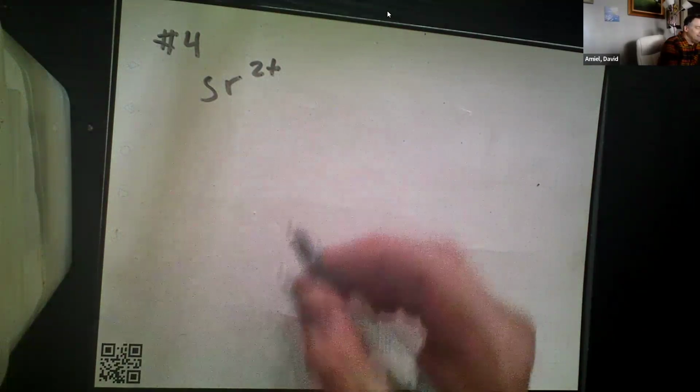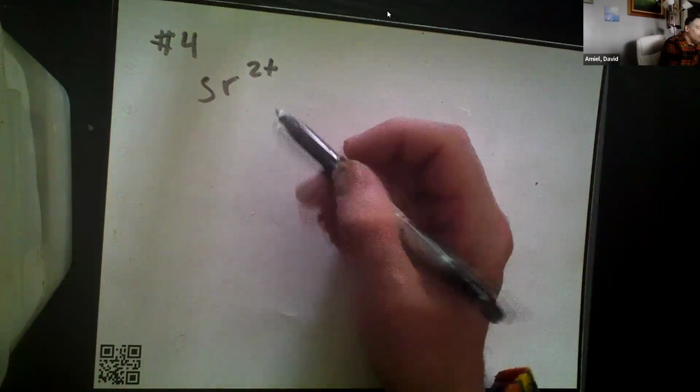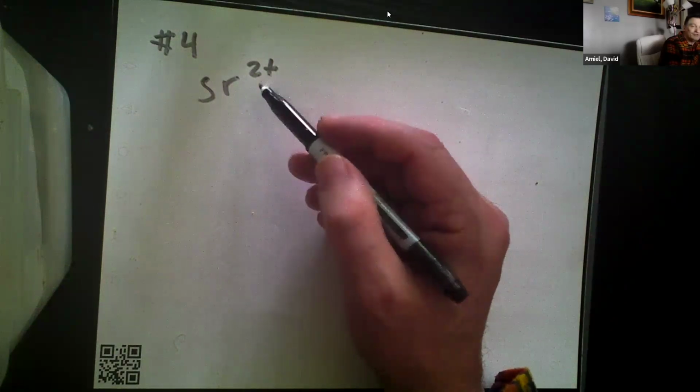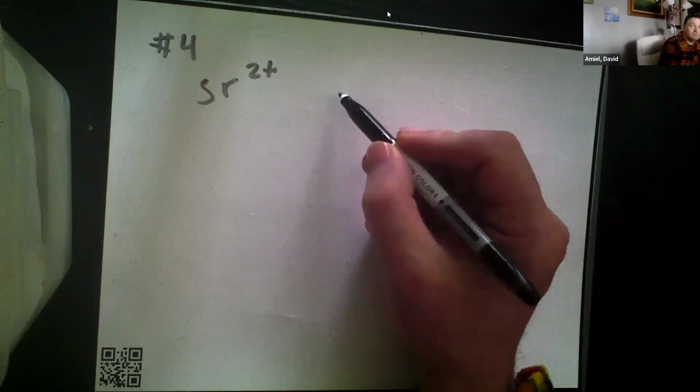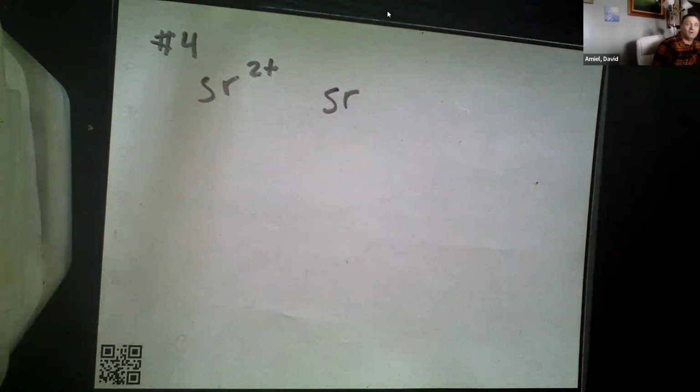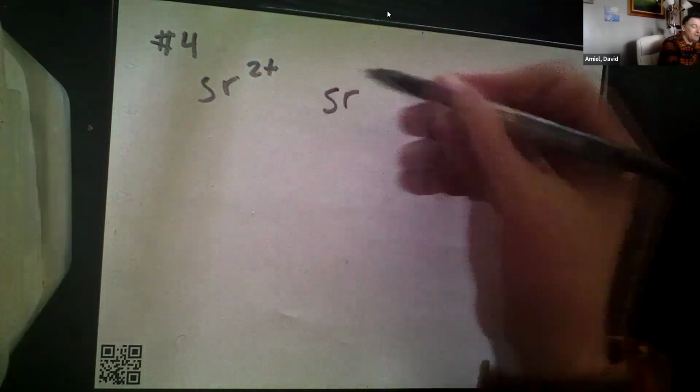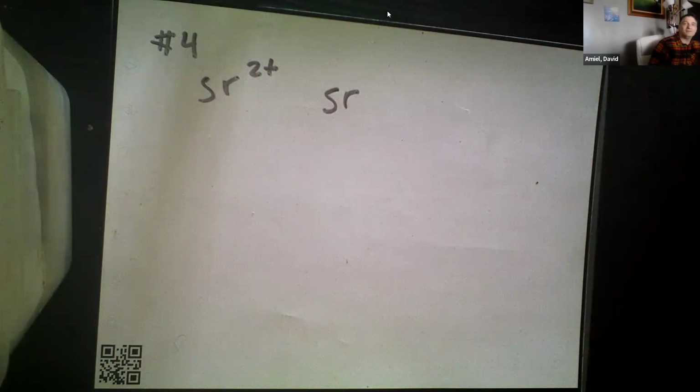Let's do Sr2+. Okay. I got my periodic table out here. I'm looking for strontium. There it is in group 2, with a +2 charge. And so strontium looks like this. It does not have any valence electrons because it's a 2+, so it's lost both its valence electrons.